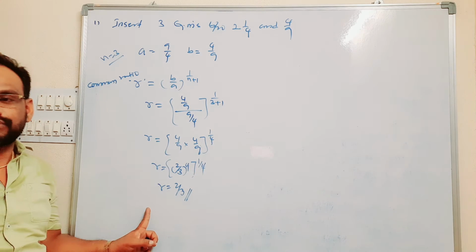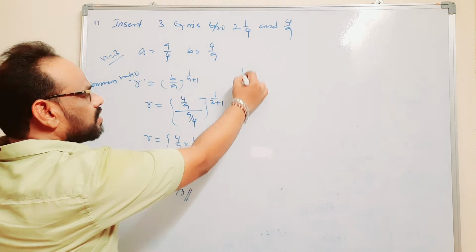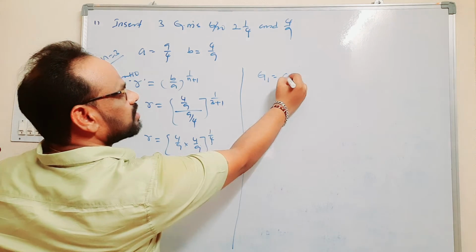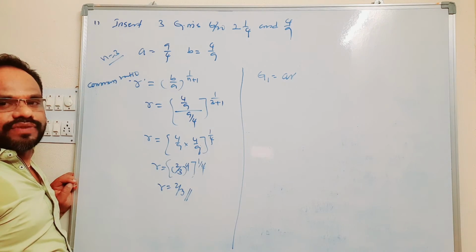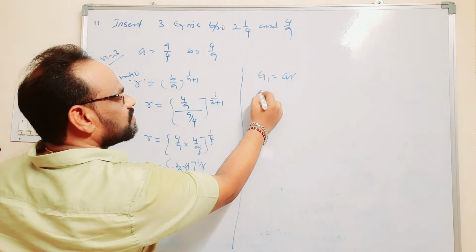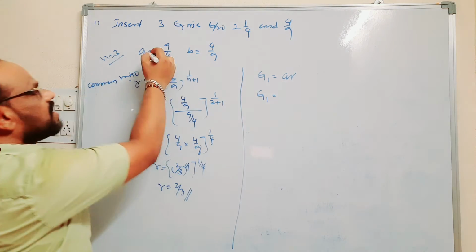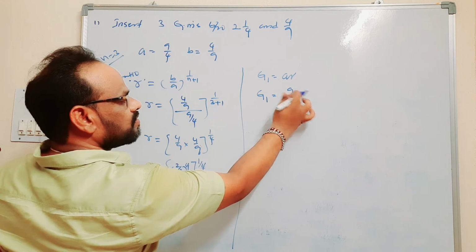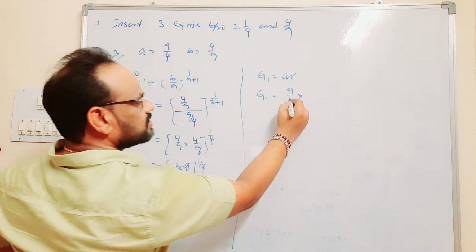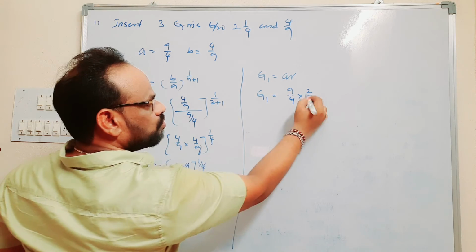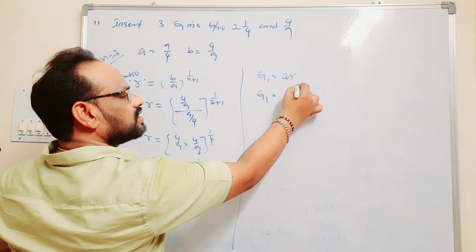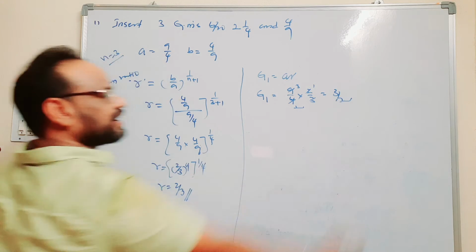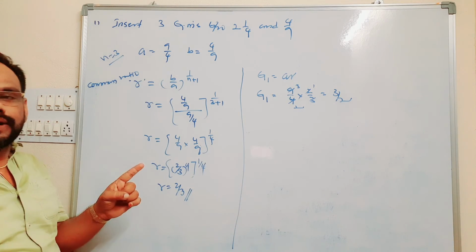Common ratio R is equal to 2 by 3. We want the first geometric mean, that means G1. G1 is nothing but AR, which is equal to the A value 9 by 4 into the R value 2 by 3. 3 ones are 3, 3 threes are 9, 2 ones are 2, 2 twos are 4. So the first geometric mean is 3 by 2.